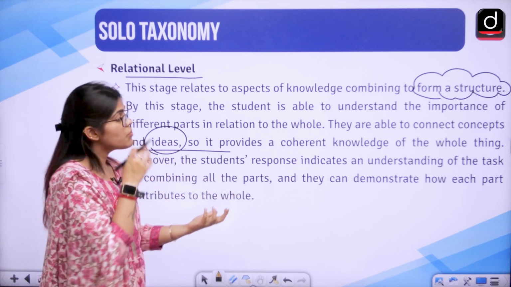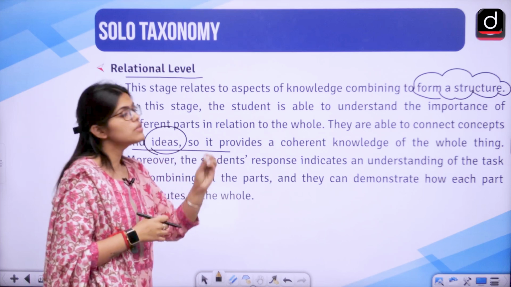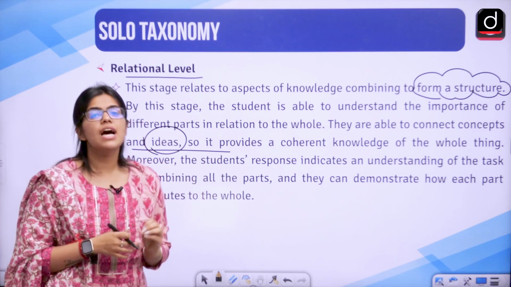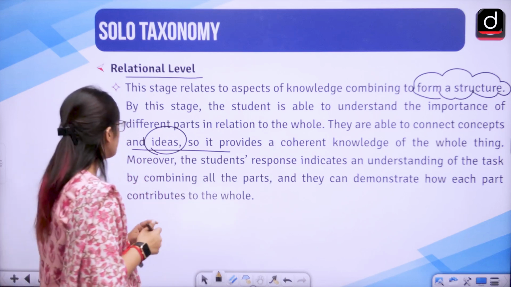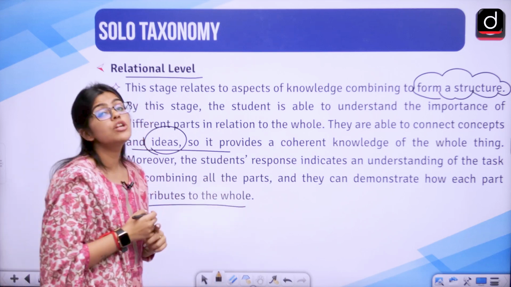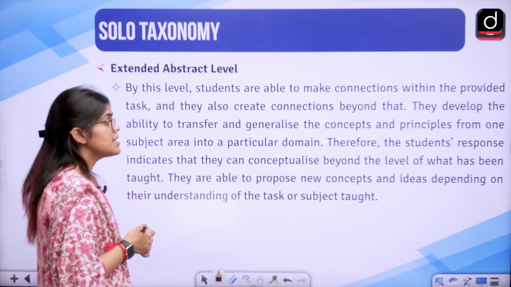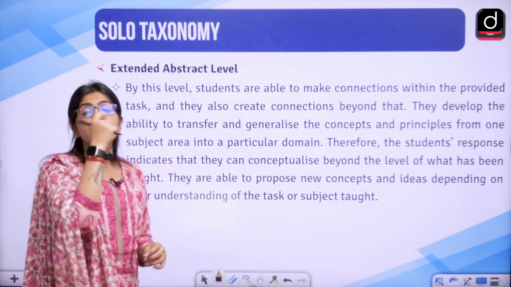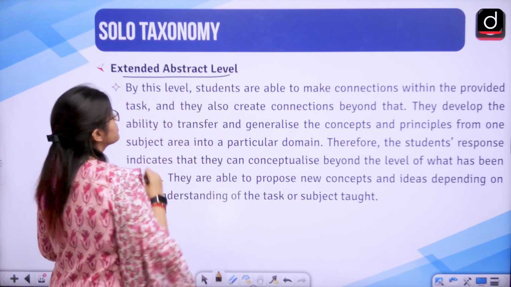Moreover, the student's response indicates the understanding of the task by combining all the parts. All the tidbits that you knew from the very beginning till now are now clear to you. This contributes to the knowledge of the whole. Then comes the last stage, and this is a stage where the abstract level is attained. So this is the extended abstract level.